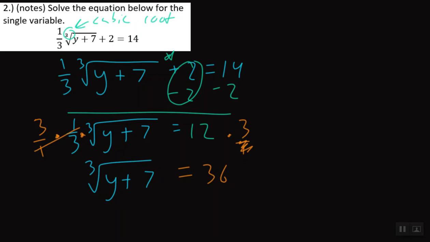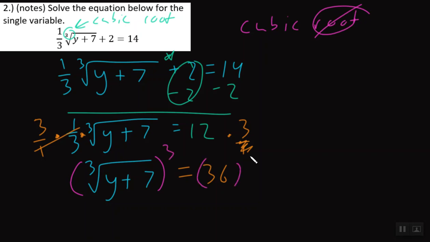Now from here, what I want to do is I want to get rid of my cubic root. So the question becomes, what is the opposite of a cubic root? And the answer is you simply take off the root. So to get rid of a cube root, we are going to cube both sides.